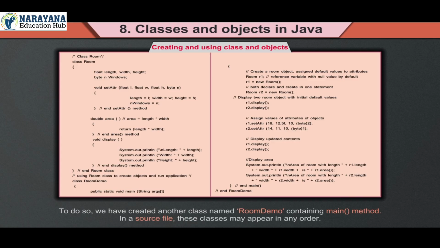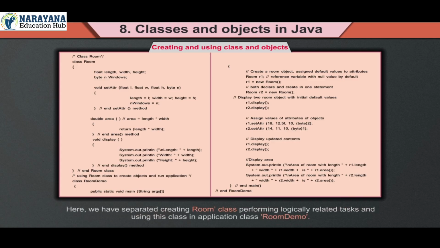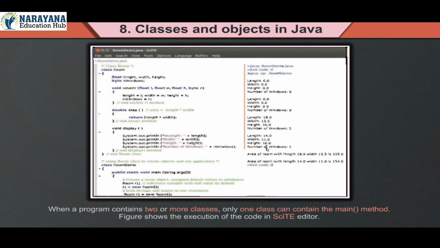In a source file, these classes may appear in any order. Here, we have separated creating the room class, performing logically related tasks, and using this class in the application class roomDemo. When a program contains 2 or more classes, only one class can contain the main method. This figure shows the execution of the code in the SciTE editor.